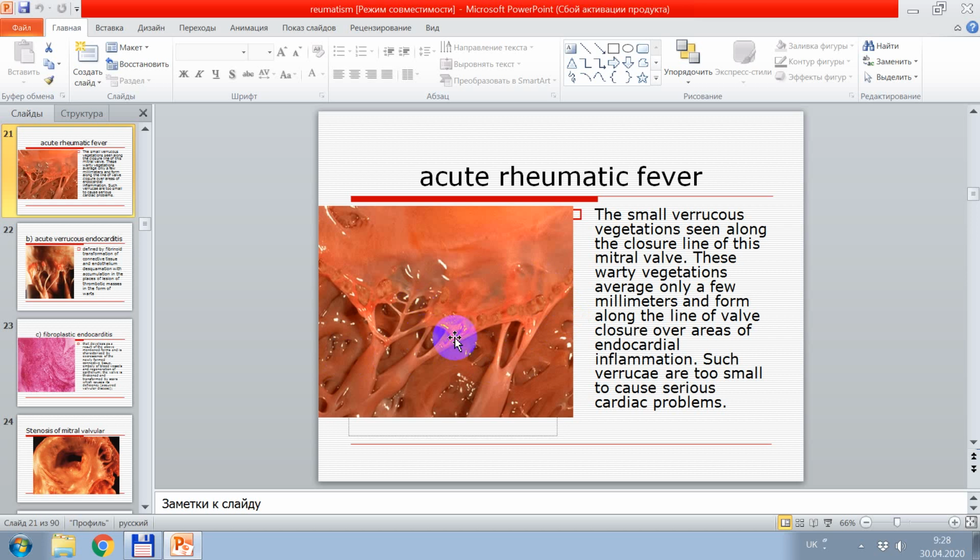Small varicose vegetations are seen along the closing line of this mitral valve. This watery vegetation is only a few millimeters and forms along the line of valvular closure over areas of endocardial inflammation. Such vegetations are too small to cause serious cardiac problems.